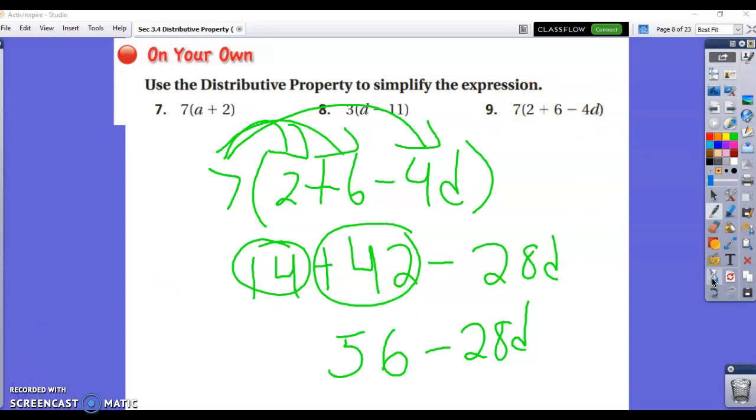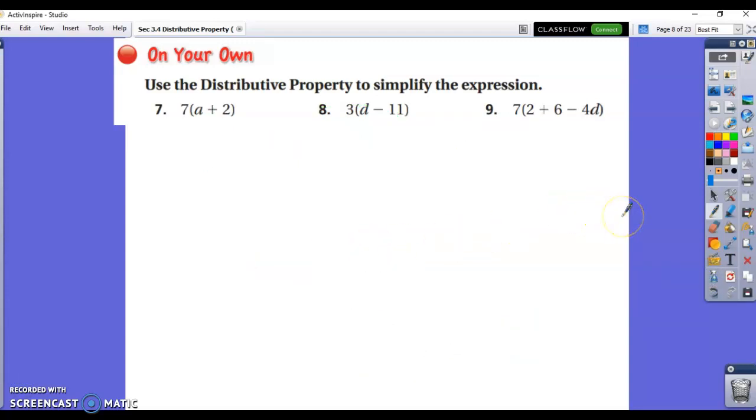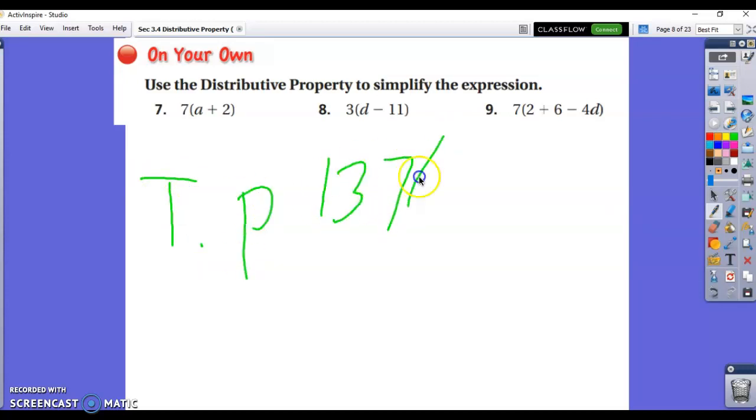So hopefully this is making sense to you. You're going to prove it with your homework. So for homework today, it's in the textbook, page 137. And you're going to be working on 17 through 31, just the odds. Good luck, and if you need any help, let us know.